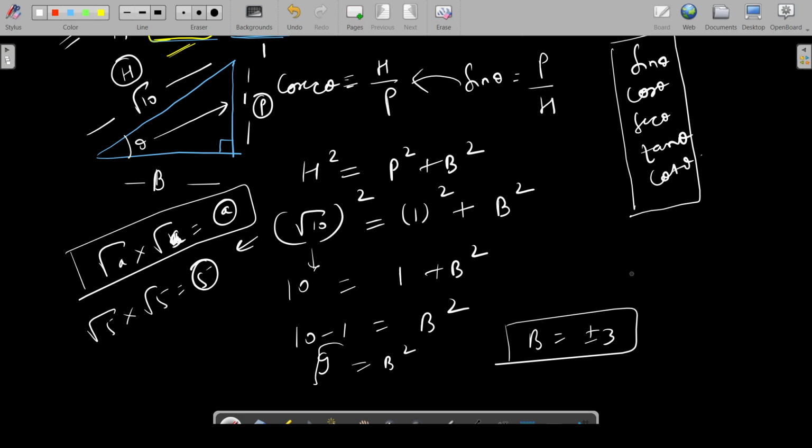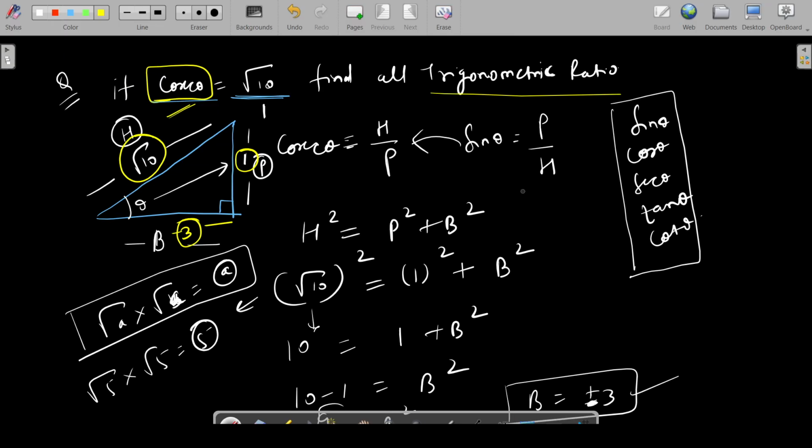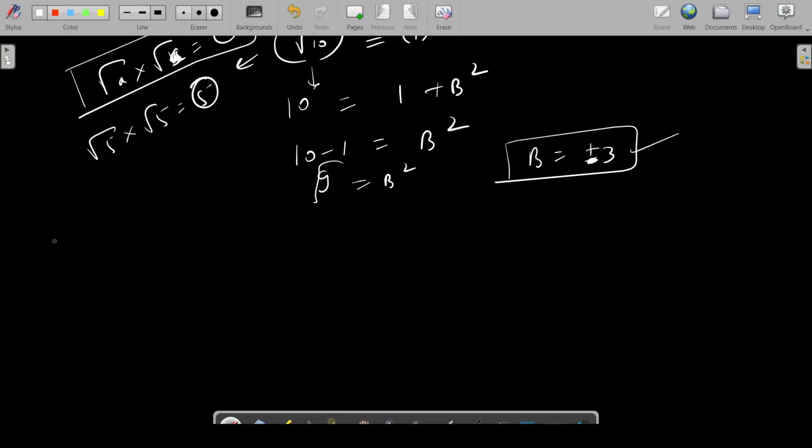Here the interesting thing is that length cannot be negative, so I will ignore the minus and take plus 3. So finally my third length, my base, is 3. So I got my perpendicular 1, my hypotenuse root 10 and my base 3. Now I can find out all the remaining five trigonometric ratios. So let's go one by one. I will write it down here: hypotenuse root 10, perpendicular 1 and base 3.